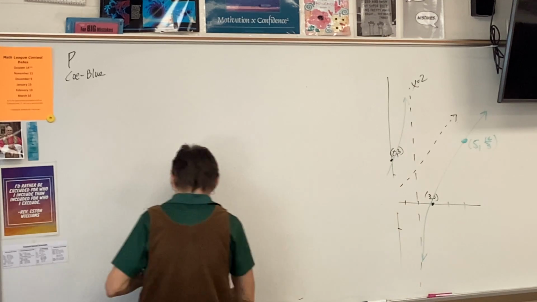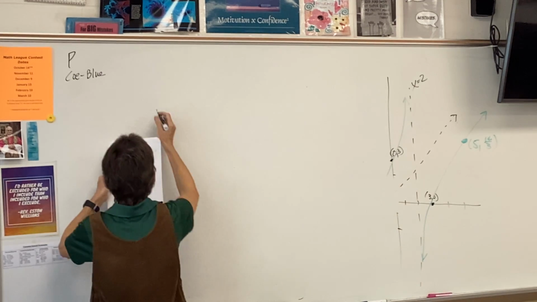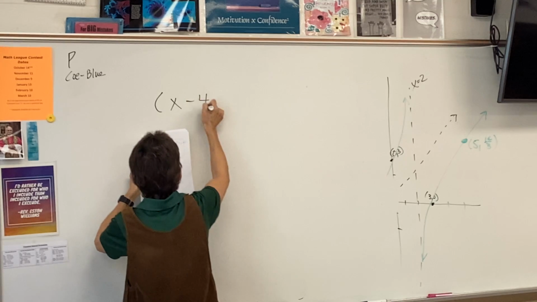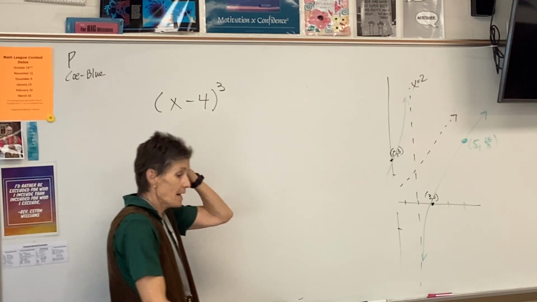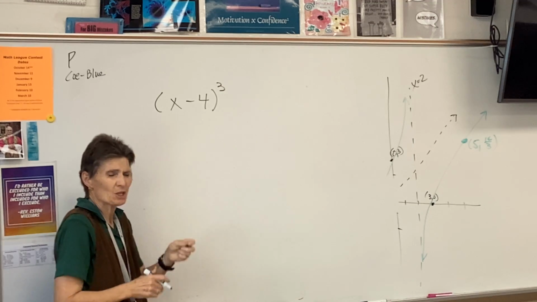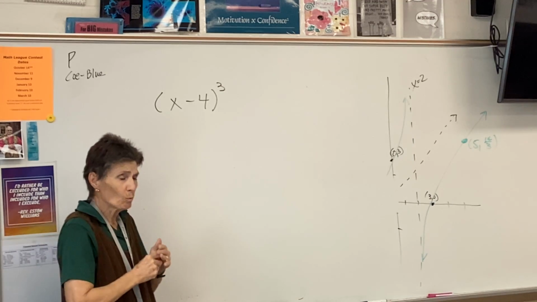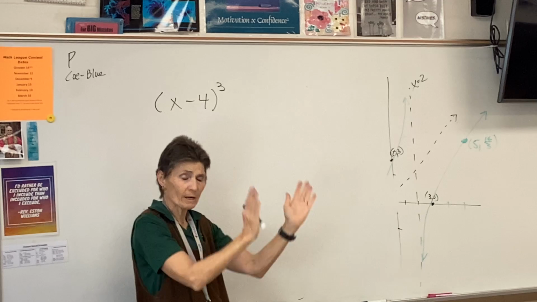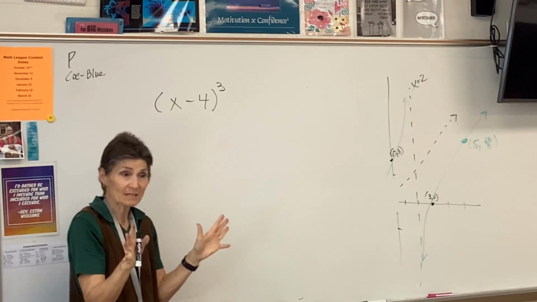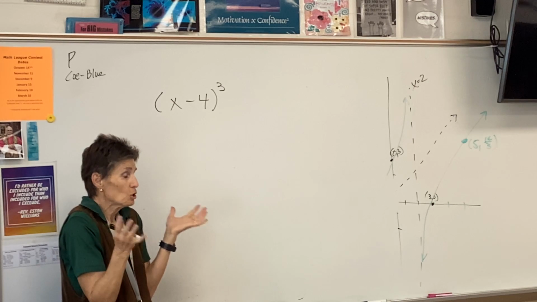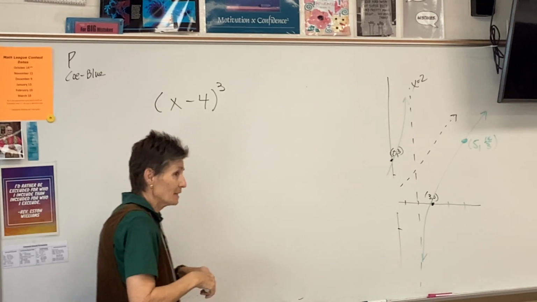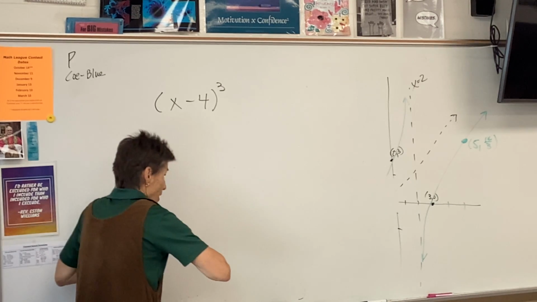Okay? So, first one says, write x minus 4 cubed in standard form. Now, when it's just being cubed, if you wanted to multiply x minus 4, x minus 4, x minus 4, that's fine. Cubing isn't that big of a deal. But let's practice with Pascal's triangle.